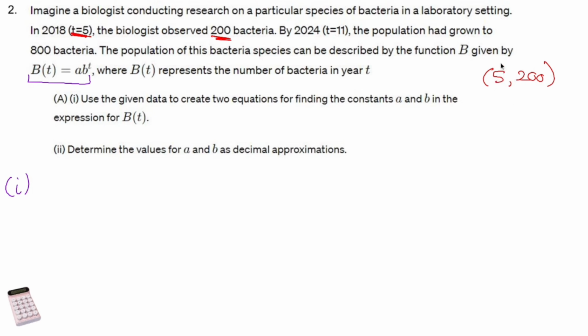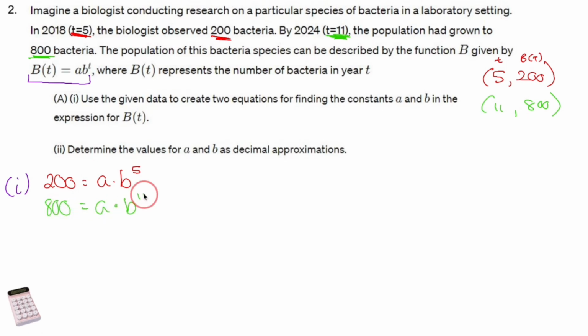Using that information, where 5 represents T and 200 represents B of T, I can come up with the equation. Instead of B of T equals A B to the T, I substitute B of T with 200, A is unknown, B is unknown, and T is 5. So that's one equation. Now, you probably know what happens next. We have another coordinate, 11, 800. That gives me the equation: replace B of T with 800, A is unknown, B is unknown, and replace T with 11.